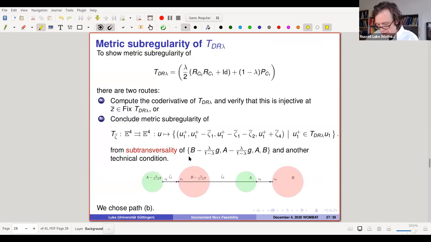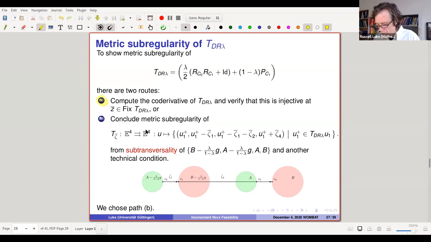Really quickly, for the metric subregularity of this operator, as I mentioned, you can try to compute a coderivative of this operator and verify that it's injective at points in the set of fixed points. That's an open challenge. I've been told that it's possible, but I'd like to see it. You need to calculate a coderivative of projectors. You need to calculate a coderivative of these reflectors, and these are resolvents and things. So it's complicated.